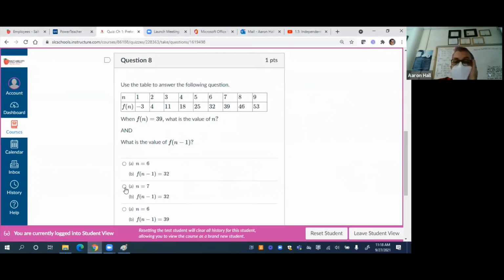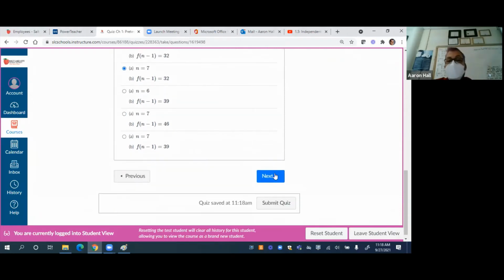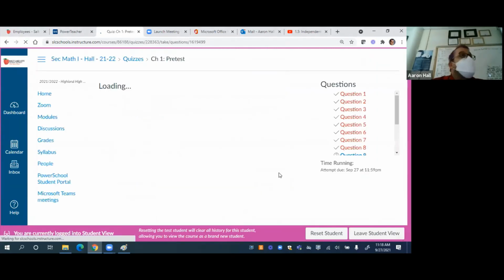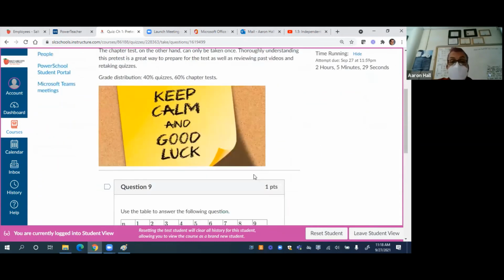Dominic, what do you think? Is this confusing or is this okay, do you think? You got 100? Awesome. Yeah, the test isn't going to be identical, it'll be similar. But if you know how to do the pretest, you'll do fine on the test.